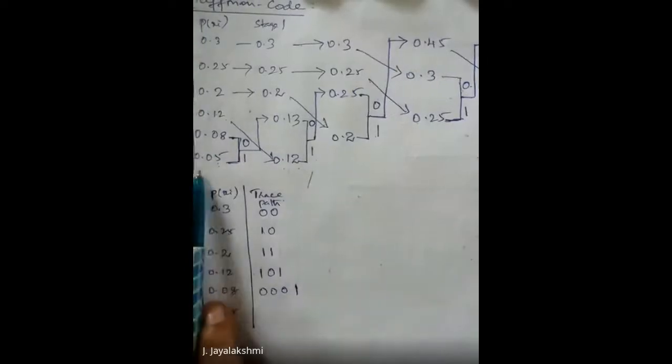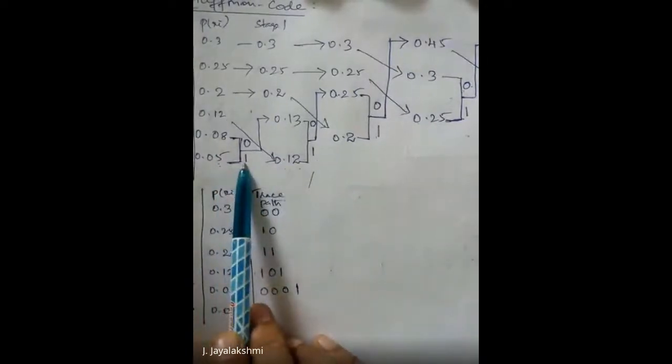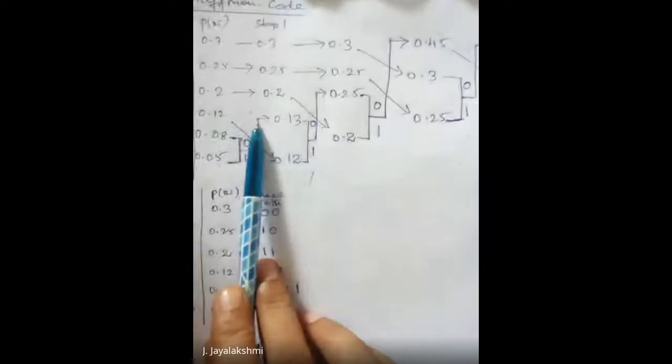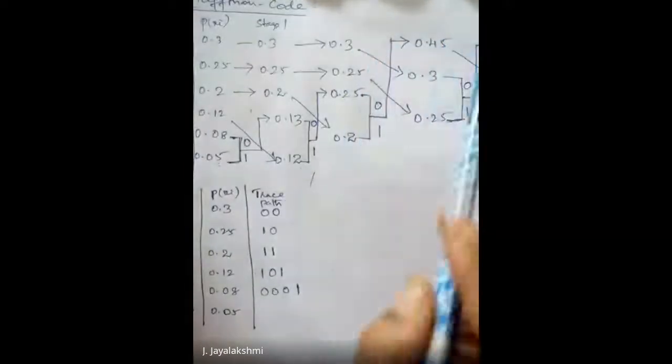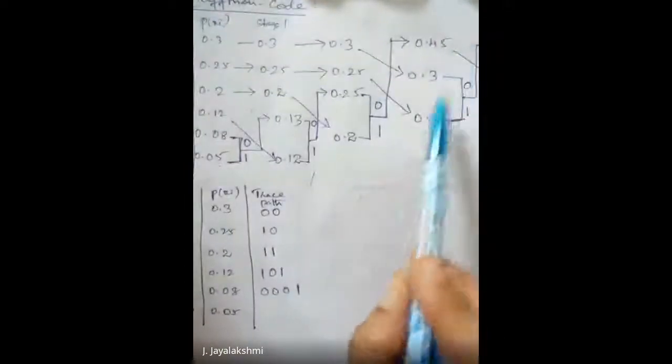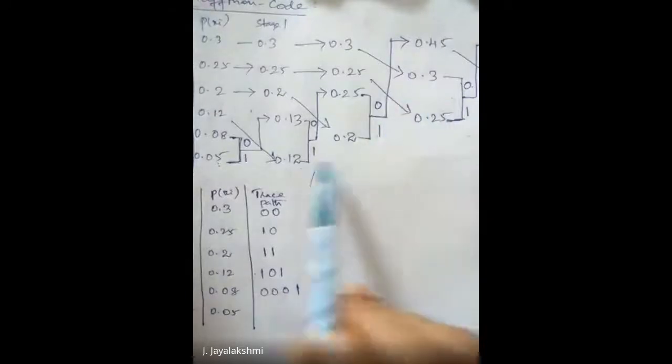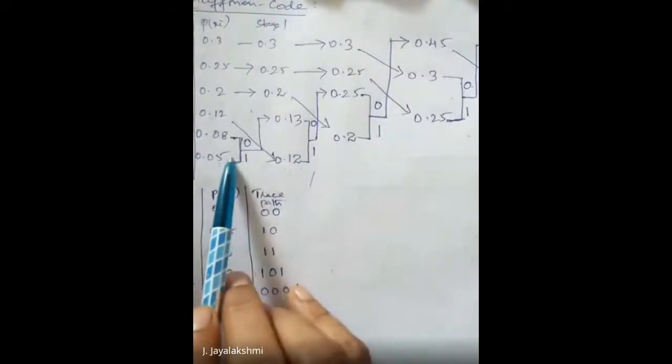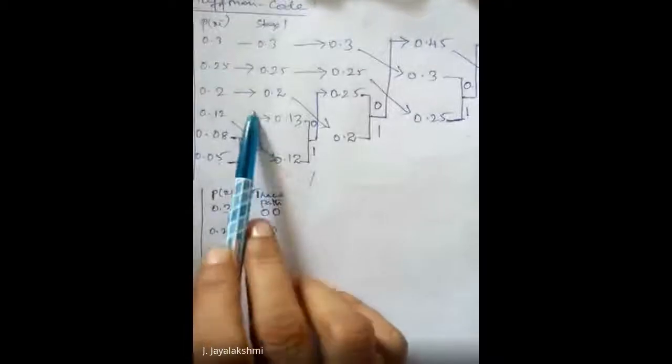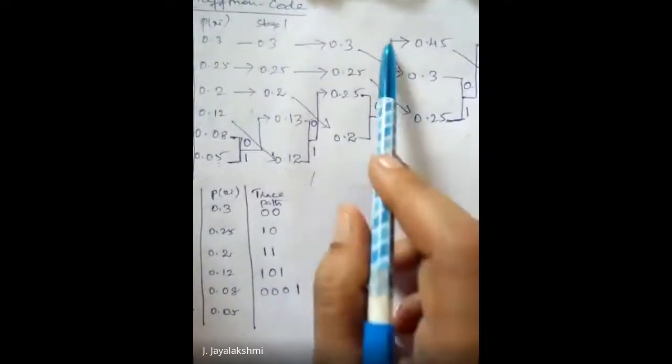Next is 0.05. 0.05 is 1, and where is it going to? 0. Then further where does it go to? 0. Sorry, 0.05 is 1. It goes to here, 0. So 1, 0, 0 and 1. The path is 1, 0, 0 and 1.